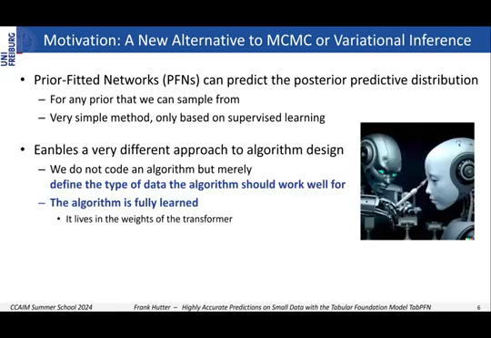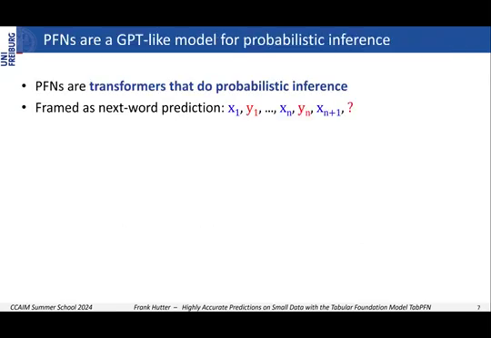And that enables this very different approach to algorithm design. So PFNs are a GPT-like model for probabilistic inference. You could cast this as a next word prediction. So you have X1, the features, Y1, the response variable for this first data point, up to Xn, Yn, and then we have Xn+1, the next data point that we're querying for, and then a question mark. And of course, then you're supposed to fill in Yn+1.